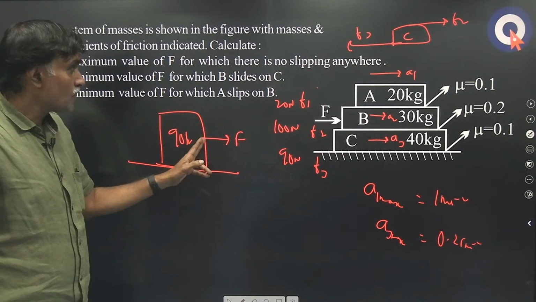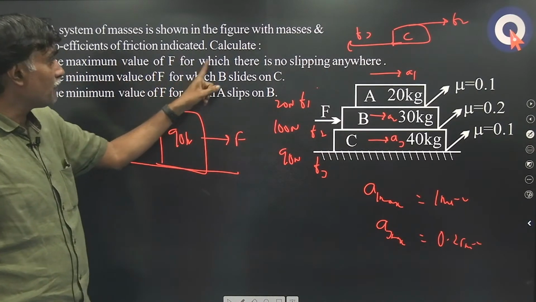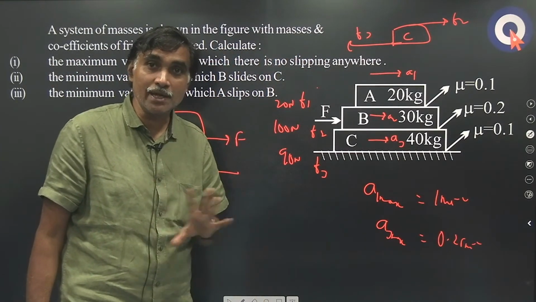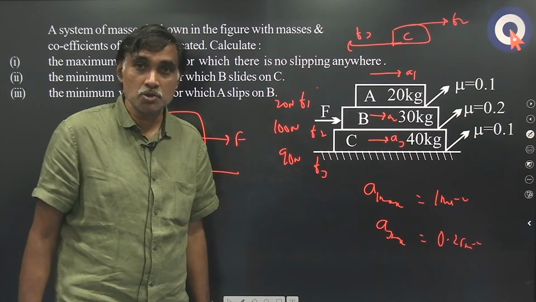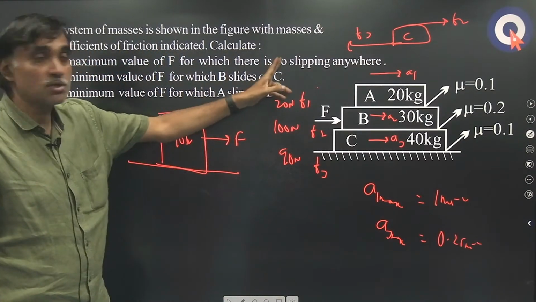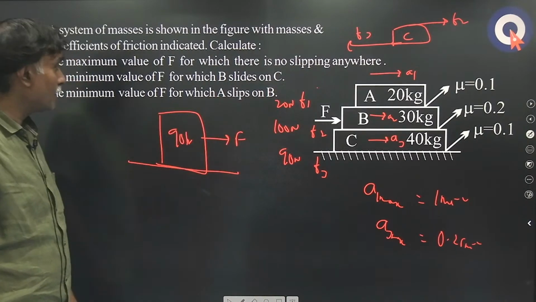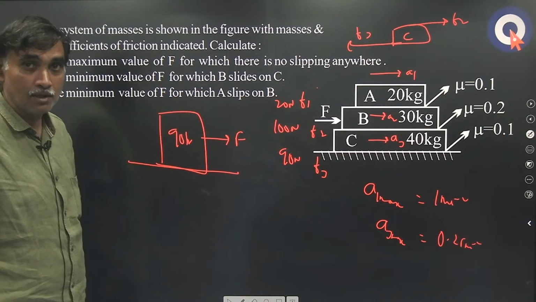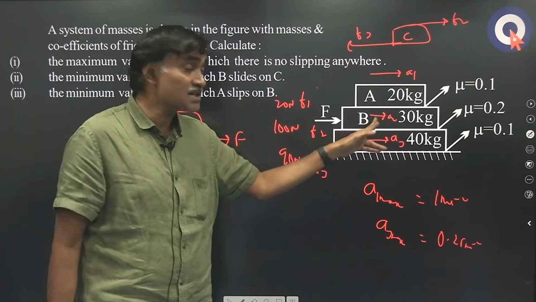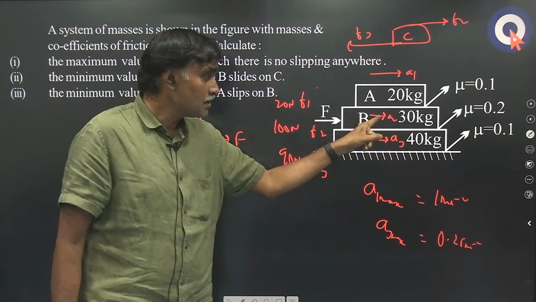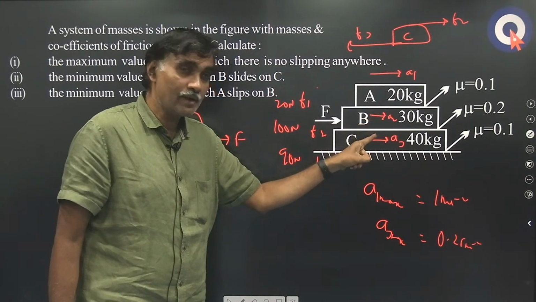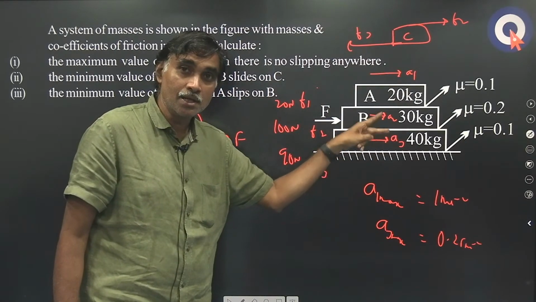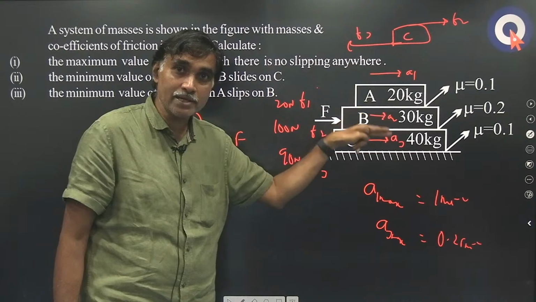So what is the first bit answer? The maximum value of F for which there is no slipping anywhere. F should be less than or equal to 90, then there is no slipping anywhere and none of the blocks will move. So the maximum value of F so that there is no slipping anywhere is 90 Newton. Now the second bit, the minimum value of F for which B slides on C. When there is relative motion between these two, when the acceleration of the system exceeds 0.25, the maximum acceleration of block C, B slides on C.